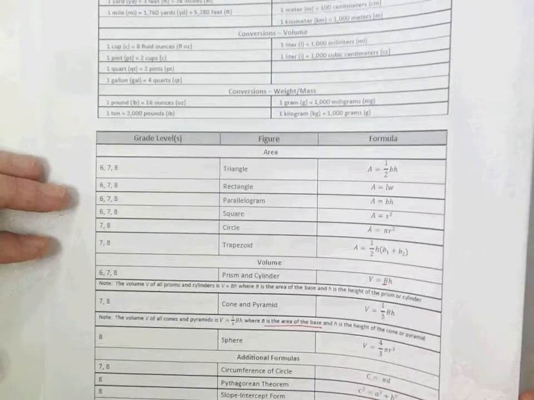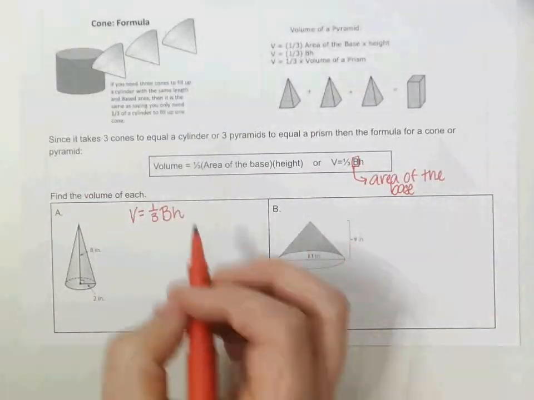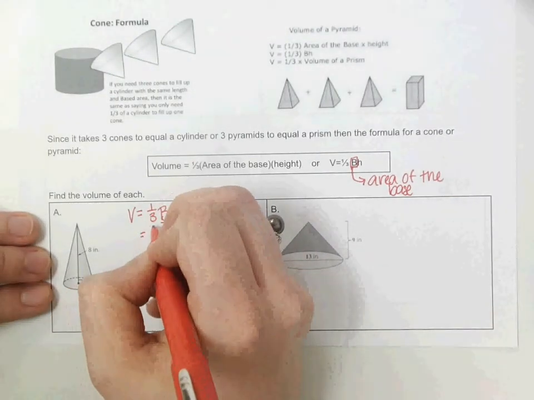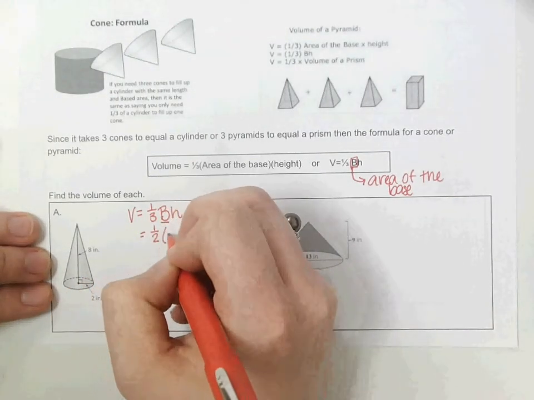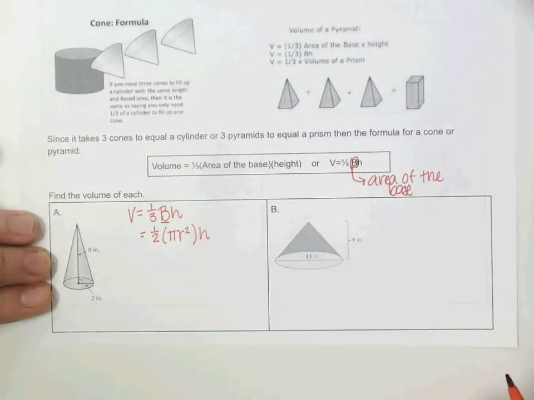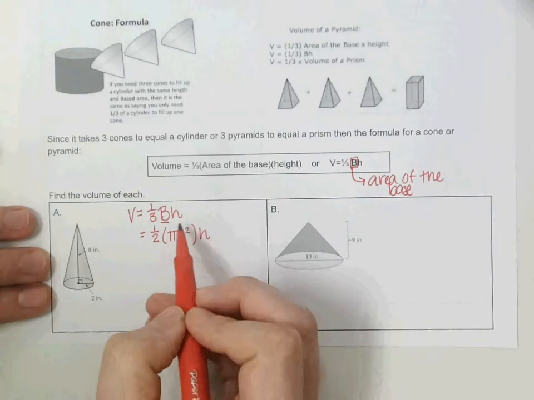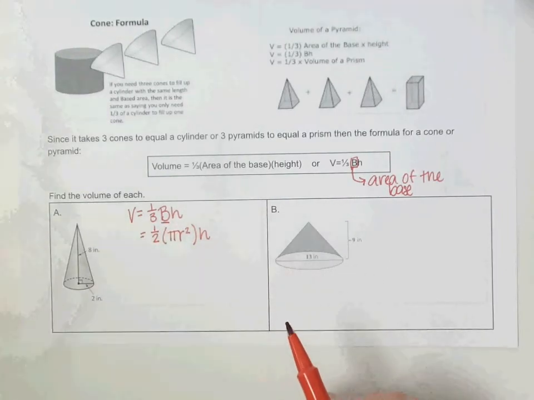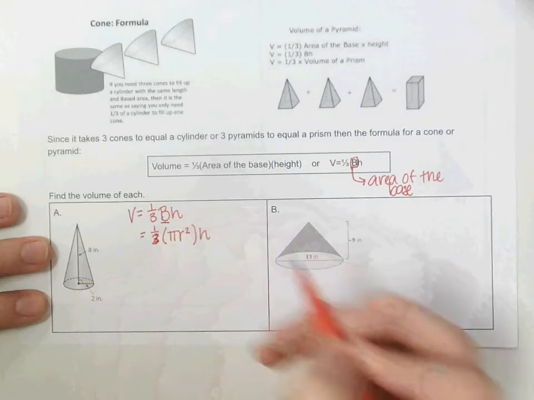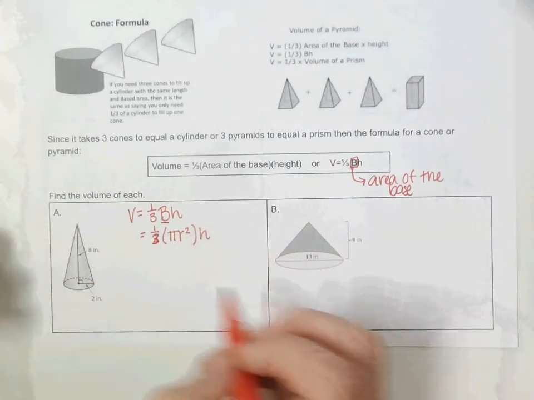So what we're going to do is we're going to replace our capital B with the formula for the area of a circle. So we're going to do 1/3 parentheses pi r squared times our height. Okay, so all we're doing is just replacing in that formula what the area of our base is. And I apologize, it should be 1/3. There we go. Okay, so now we're going to plug in what we know.